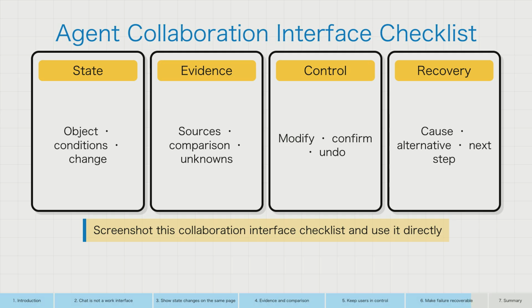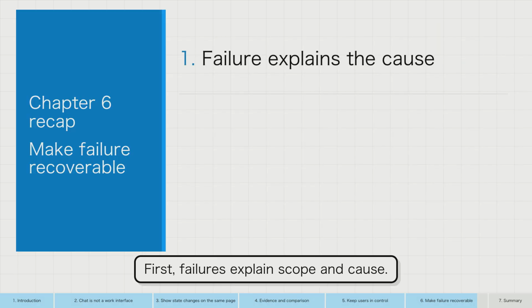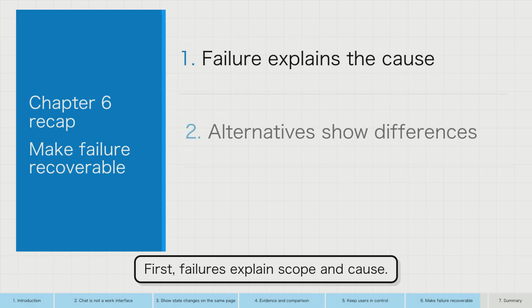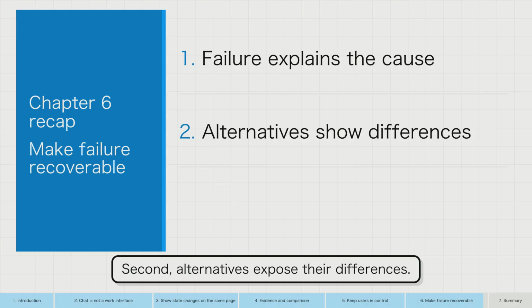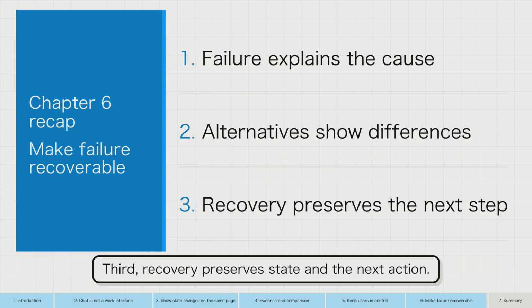Screenshot this checklist and use it. State, evidence, control, recovery. Chapter recap. First, failures explain scope and cause. Second, alternatives expose their differences. Third, recovery preserves state and the next action.